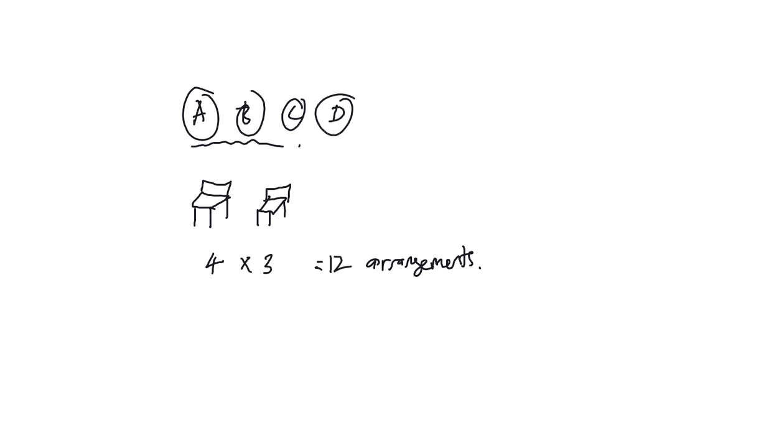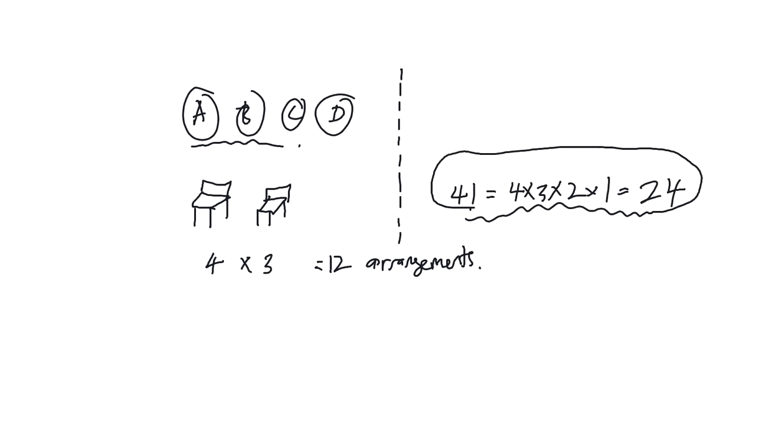But if there were 4 chairs, then the arrangements are 4 factorial: 4 times 3 times 2 times 1, 24 arrangements, right? So the arrangement here is much bigger than the arrangement here. Okay, I think that will make sense to you.